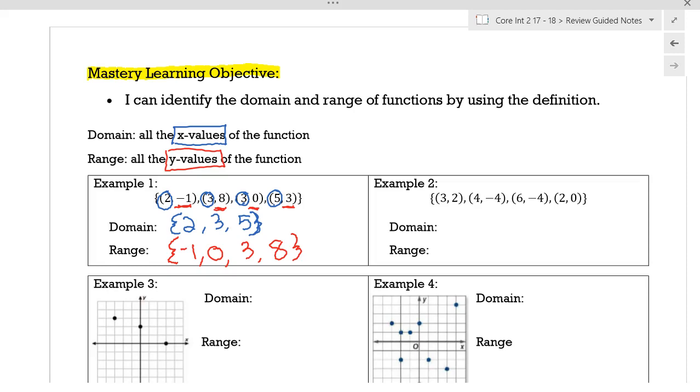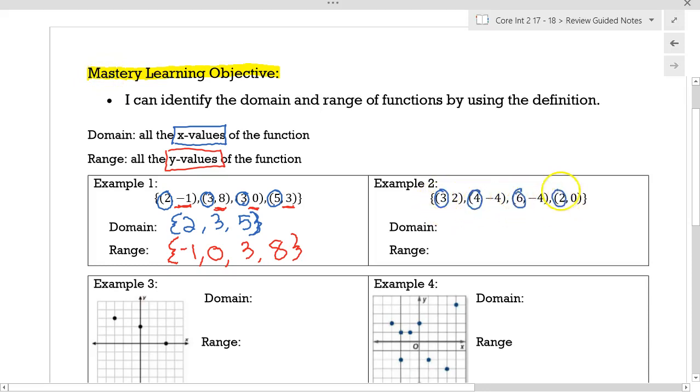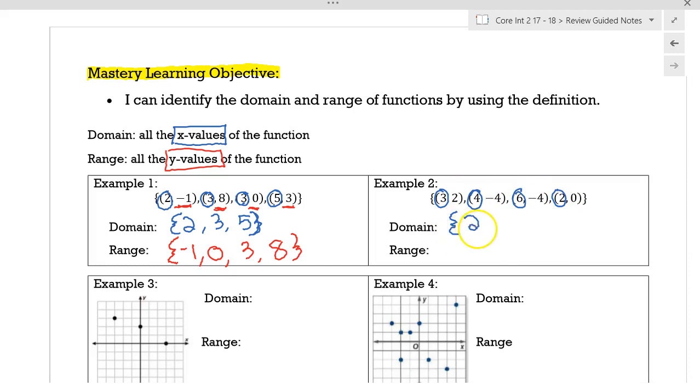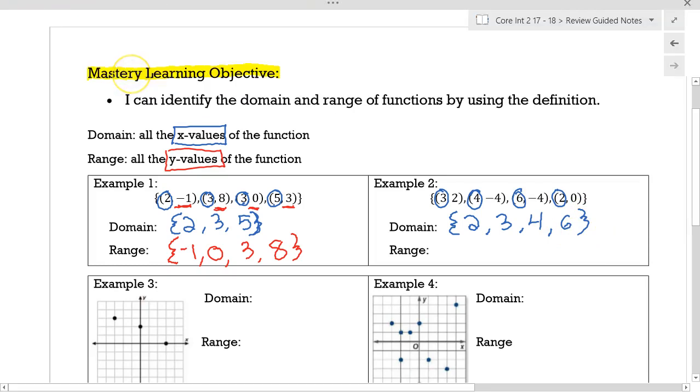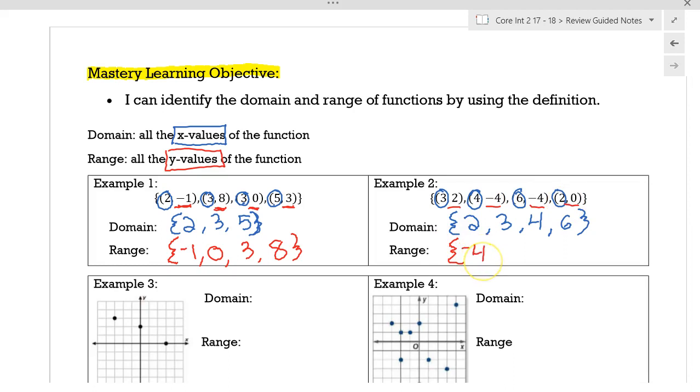Looking at example 2, same type of thing. What's my domain, my x values? 3, 4, 6, 2. Again, I have to write them in numerical order. 2, 3, 4, 6, right? That's counting up. They're getting bigger. Same thing with the range. 2, -4, -4, 0. My smallest is -4, which again, I only have to write once. And then I have 0, and then I have 2. So that's my first type of domain and range.